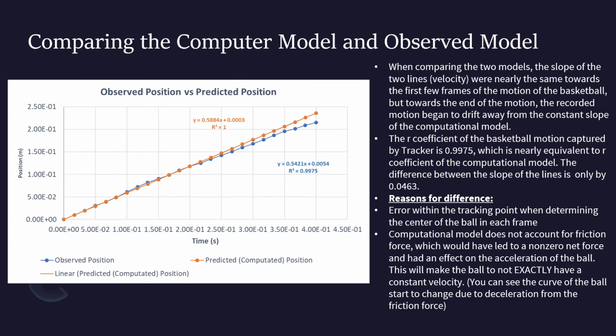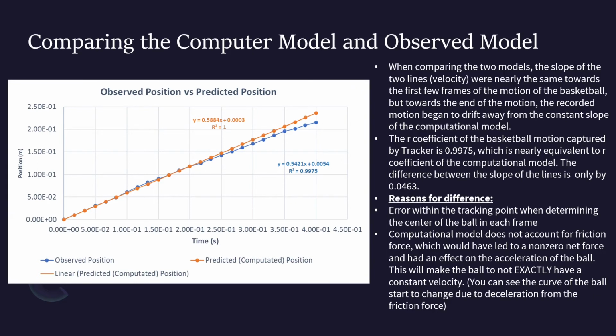The R coefficient of the basketball motion in tracker is 0.9975, which is almost identical to the R coefficient of the computational model, showing how close they were. The only difference between the slopes is by a value of 0.0463.